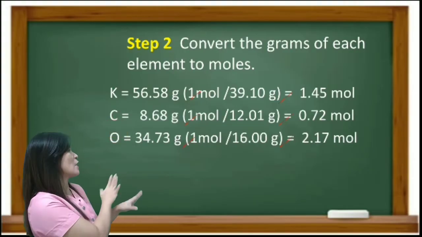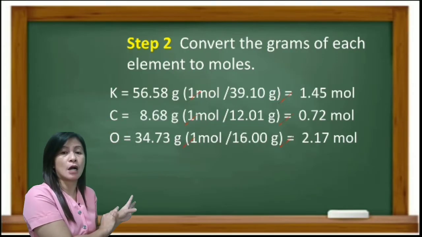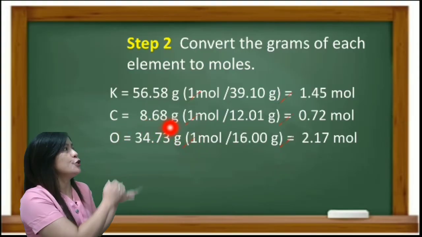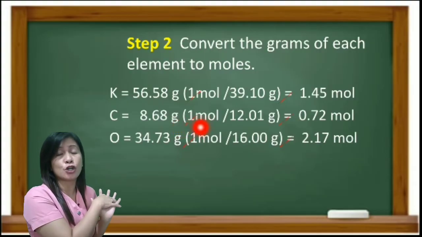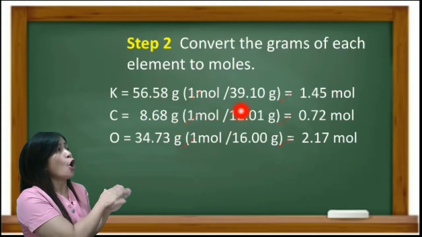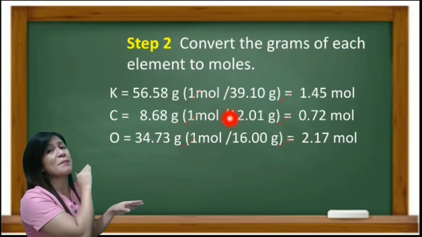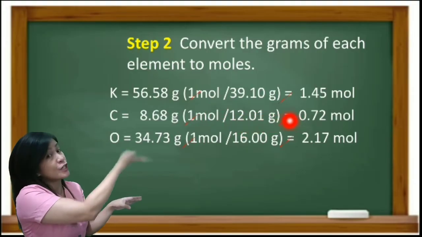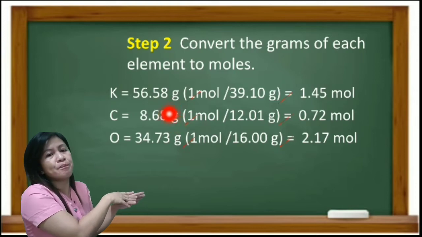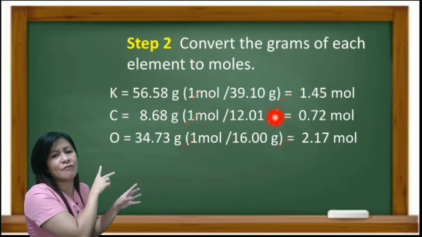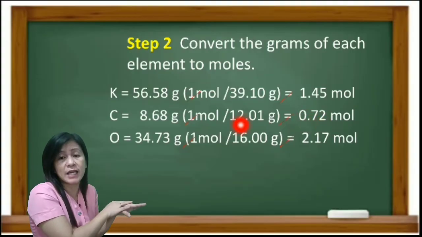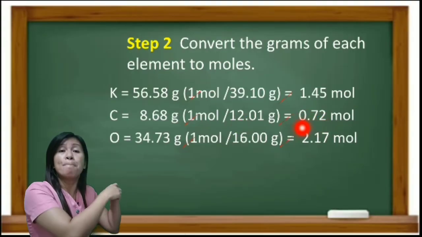So the second element in our problem is carbon. The given mass of carbon is 8.68 grams. You multiply that by the ratio or conversion factor, 1 mole of carbon over the atomic mass of carbon, 12.01 grams. You cancel gram in the numerator and denominator, and divide the two. So you will have 8.68 divided by 12.01, and the answer is 0.72 moles.